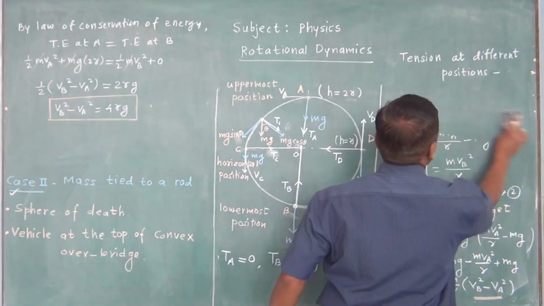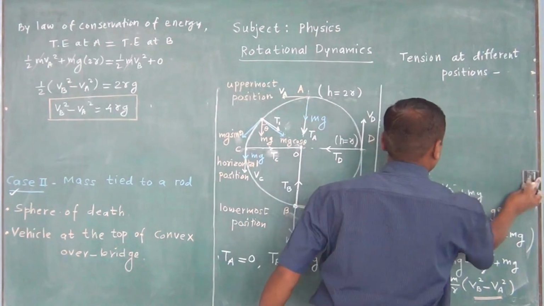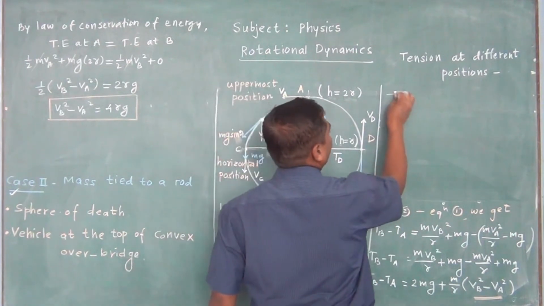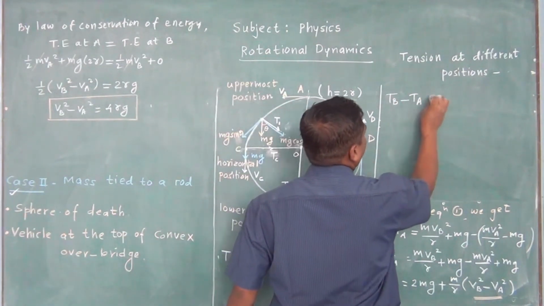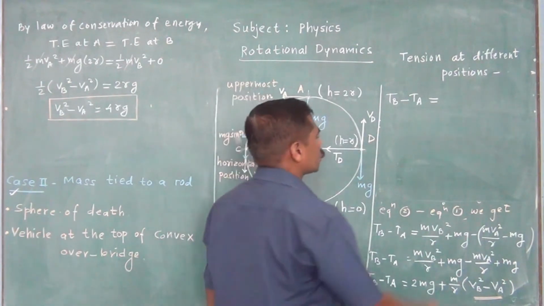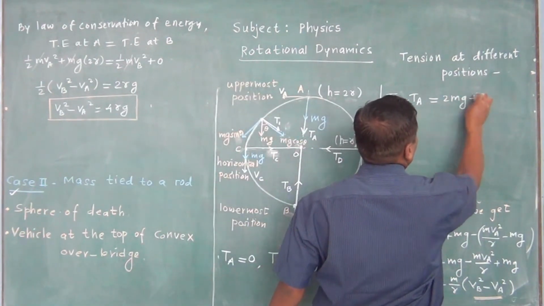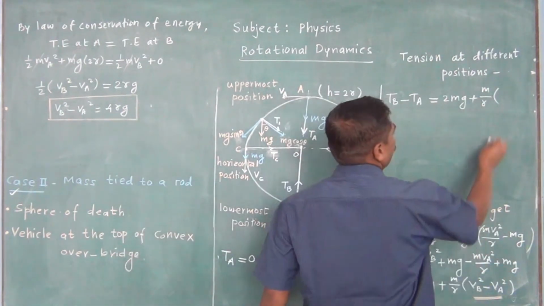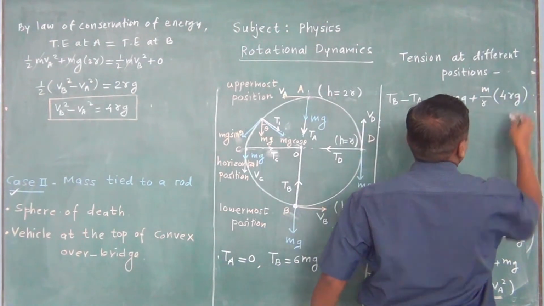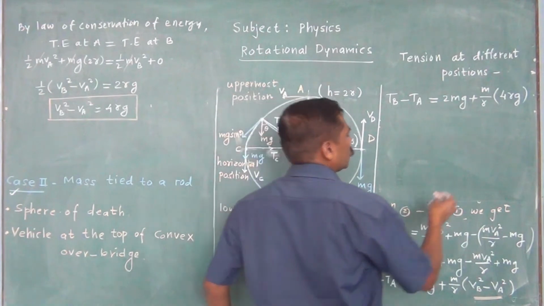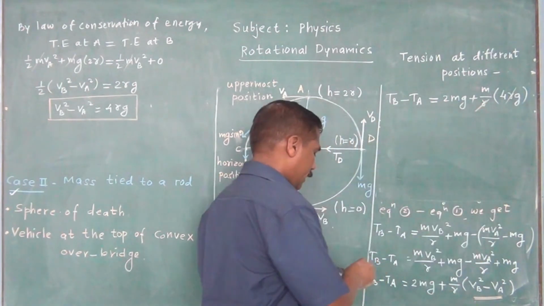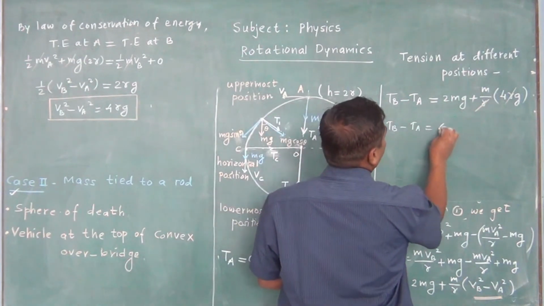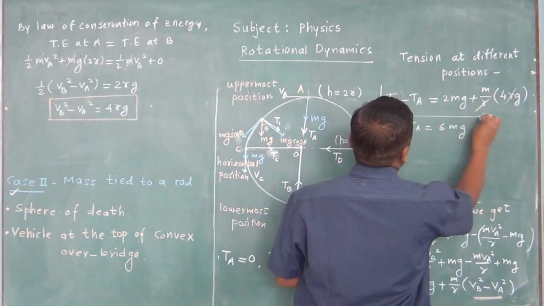What is that final equation? This is nothing but Tb minus Ta, which is equal to 2 times mg plus m upon r, and this value now you have to put here, it is 4 times rg. So this r will get cancelled with this r, and you will get the final relation: Tb minus Ta is equal to 6 times mg.